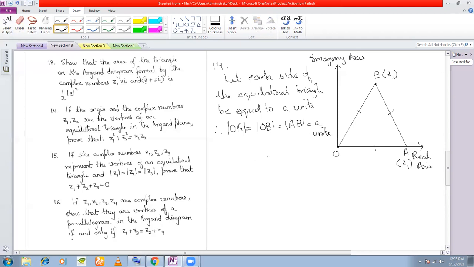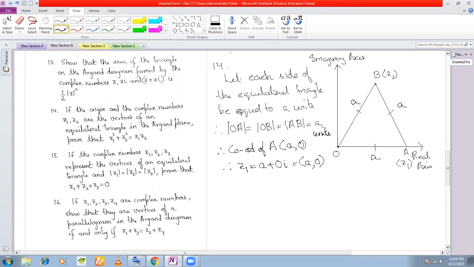Okay. Now what you do is, therefore, what is the complex number Z1? If you see, the coordinates of A is a comma 0, isn't it? Because each side we have taken as a, right? So therefore, what is the complex number Z1? a plus 0i, right? Which can also be written as a, 0.